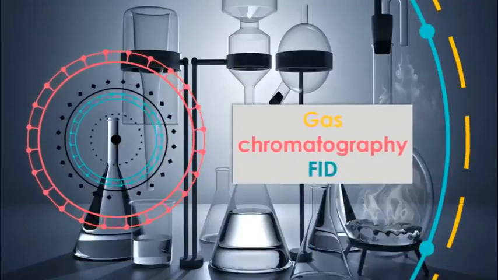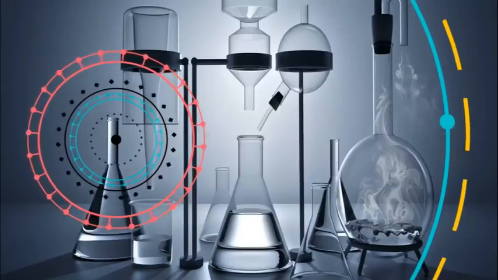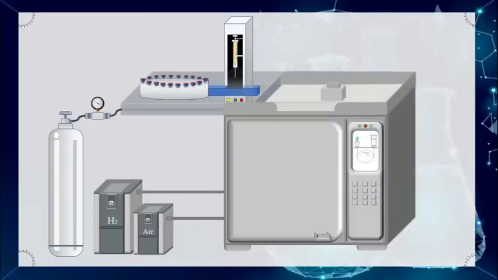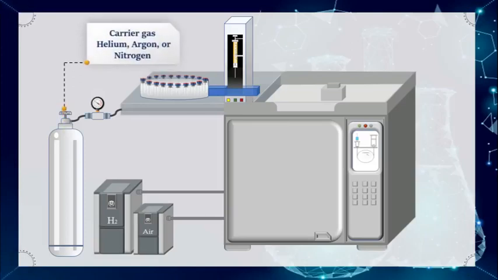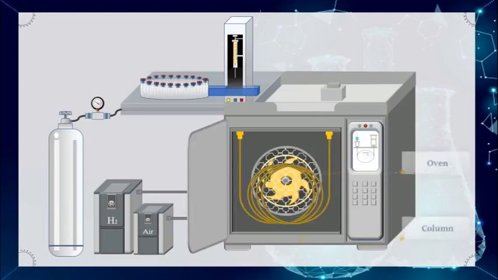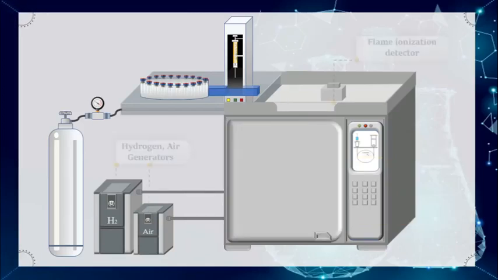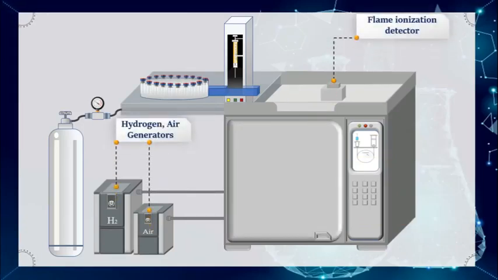GC is a common type of chromatography used in analytical chemistry for separating and analyzing compounds that can be vaporized without decomposition. In gas chromatography, there is a mobile phase, which is a carrier gas such as helium, nitrogen, and argon. And there is a stationary phase, called a column, which is located in an oven where the temperature of the gas can be controlled. There is also a detector that measures analytes in a gas stream attached to the GC system.